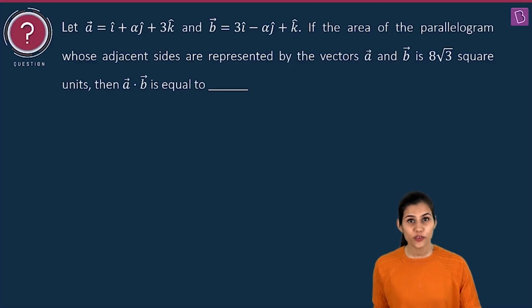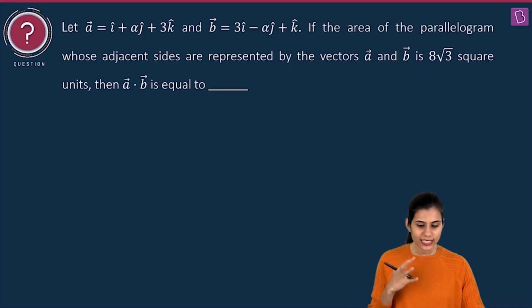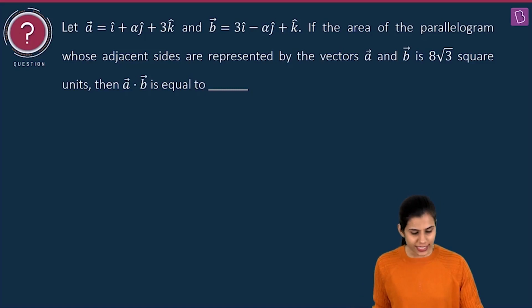This question is now from vectors. Let us read through it. It is giving us two vectors, A vector and B vector, and saying that the area of the parallelogram whose adjacent sides are A and B vectors respectively is 8 root 3 square units. Then you have to compute A dot B.